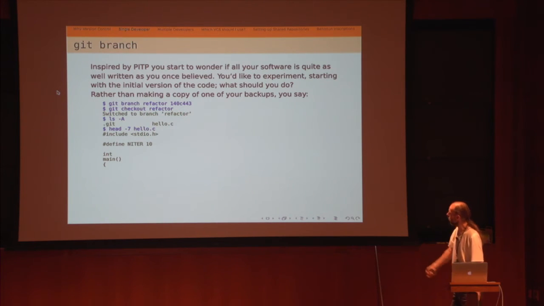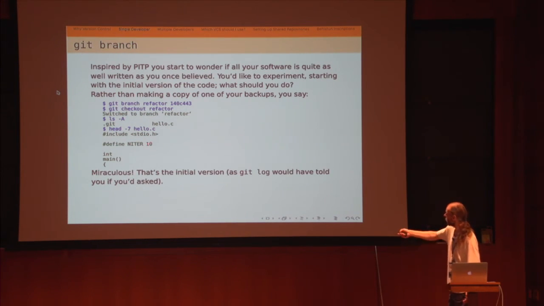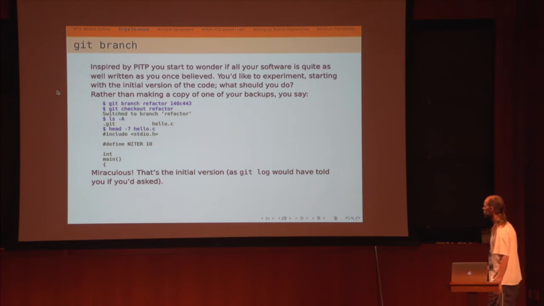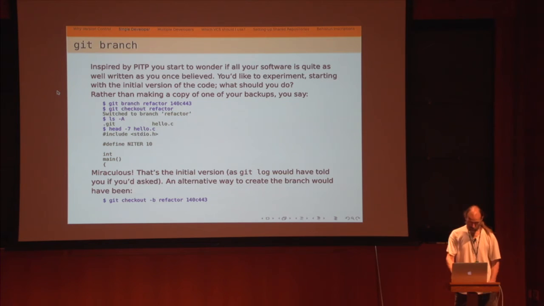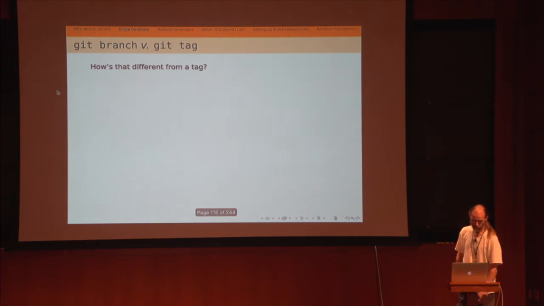Switch to branch refactor. So what I've now got is two totally different versions of my code. They exist simultaneously, and I can switch between them. And in this case, I think I put it out. Right. I've got back the original version. I've still got this define initter 10 at the top of the thing I took out by removing that annoying thing. It's the initial version, as git log would have told me. So that's useful. It means I've got two different versions of the code running at the same time, and I could have saved some typing by doing it that way.